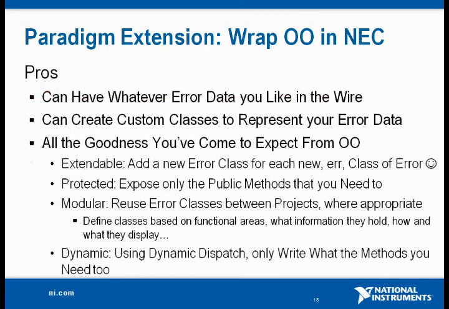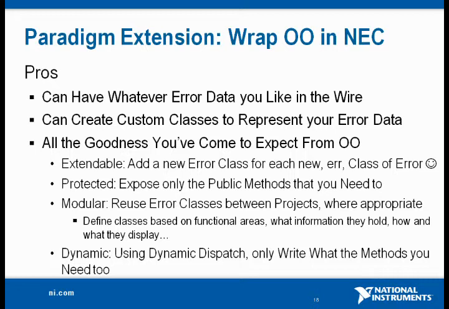Pros. You can have whatever data you like in the wire. The example we showed before, there's more stuff there. And there's a variant attribute-based custom attribute field, which is actually also a variant, which is neat. I mean, that means you can put whatever you like in there, but you have to manage it, whereas this one is a whole lot easier to work with.